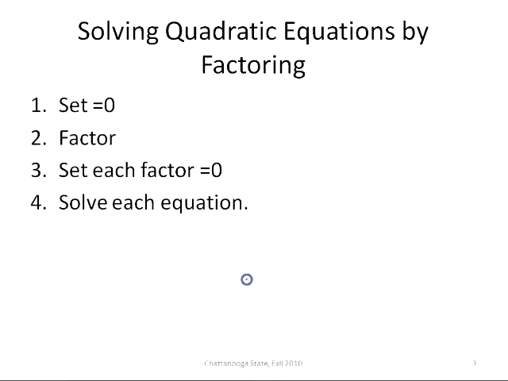The steps we go through to use the zero factor property: the first thing is we set our equation equal to 0. Then we factor the polynomial side. So we'll have a product of two things equaling 0. We use our zero factor property to set each factor equal to 0, and then we solve each equation. And that will give us the solutions.